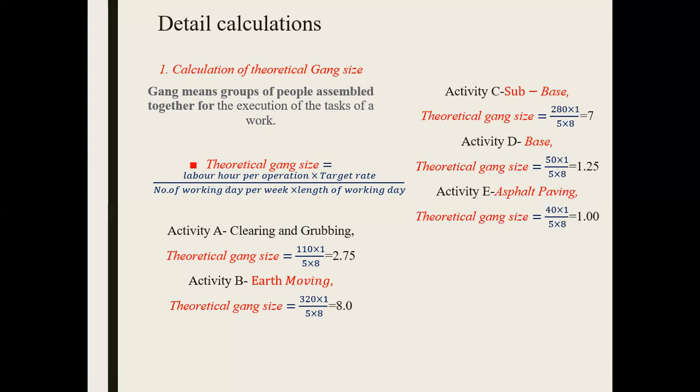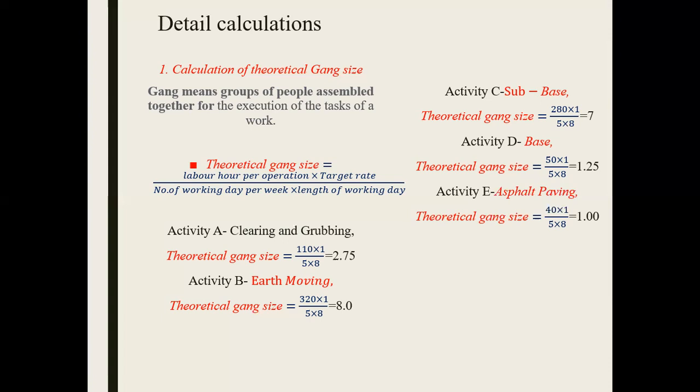you can easily understand this formulation rather than going to the Excel. You can go to Excel anyway. We adopt Excel anyhow. But here I have shown the detailed calculation that is very needed. If you have an error, you can always find it here. So now our first task, calculation of theoretical gang size for all activities, has been completed.